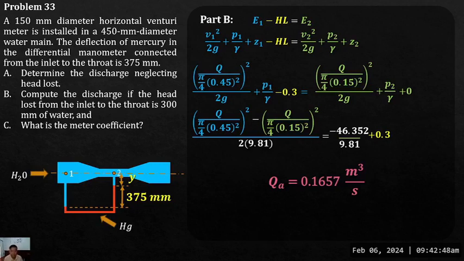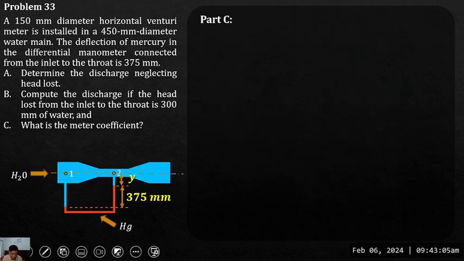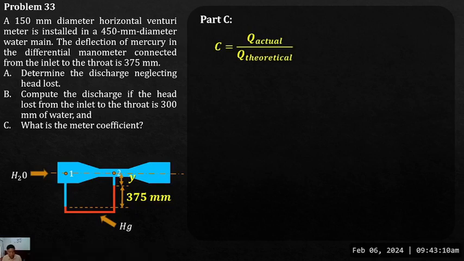Sige, take a screenshot. And then, tanong po sa letter C, what is the meter coefficient? So, yung meter coefficient po, that's referring to the coefficient of discharge, CD. Sige, so solve natin. So, yung CD or yung meter coefficient can be solved, di ba? Using yung ratio po ng Q actual over Q theoretical. So, yun yung mga na-solve natin.